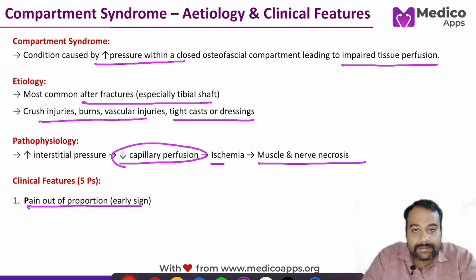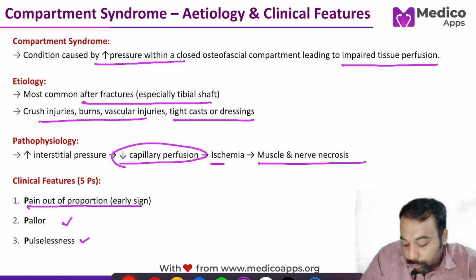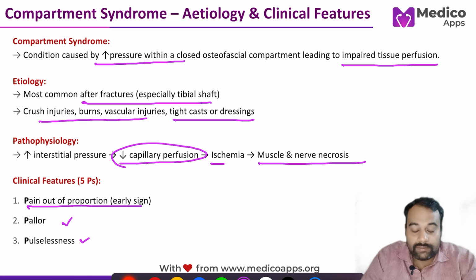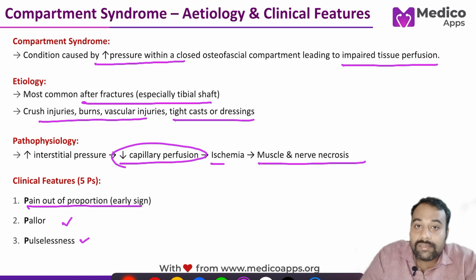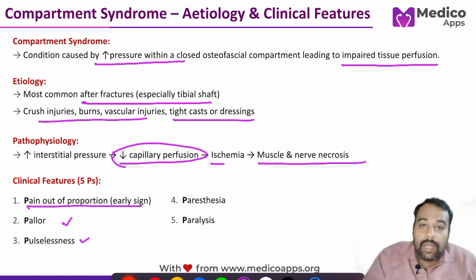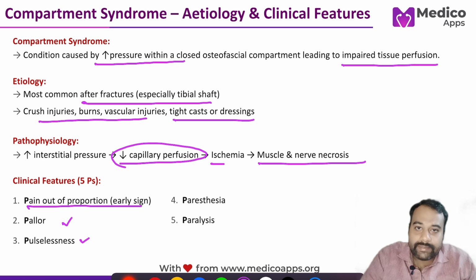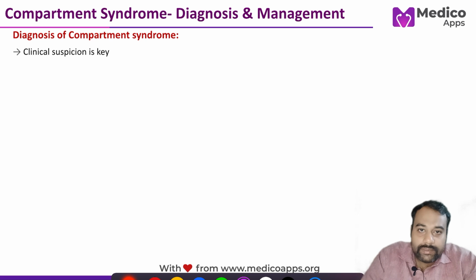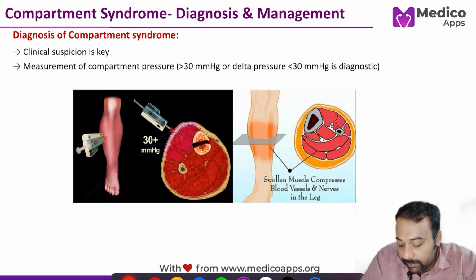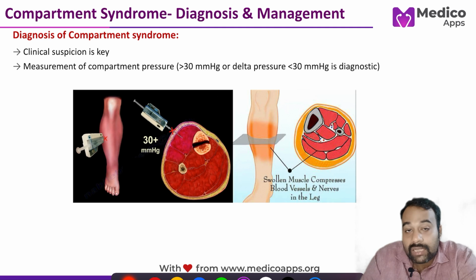Pain out of proportion is the earliest clinical sign, and then obviously comes pallor and pulselessness. One thing I would like to highlight is that one should not wait for development of pulselessness. Most of the time, pulselessness is the last symptom that comes. Also, there is paresthesia and paralysis, right? Pain out of proportion is the earliest symptom. Regarding the diagnosis, it's a clinical diagnosis. One must have clinical suspicion, and while establishing the diagnosis, one needs to measure the compartment pressure.